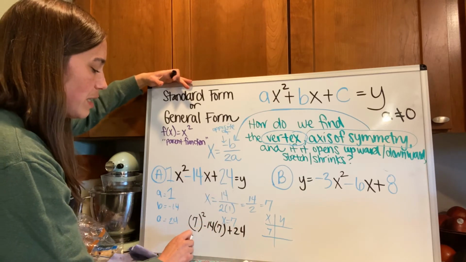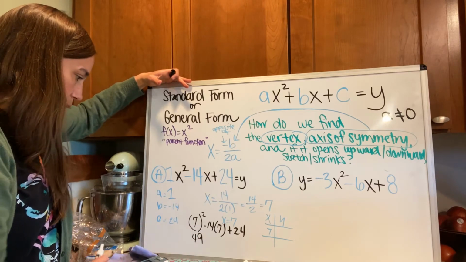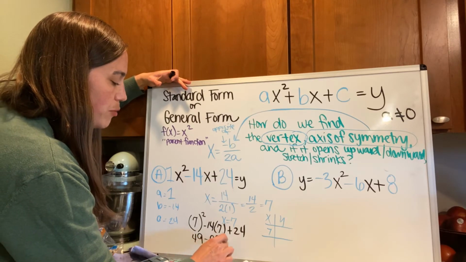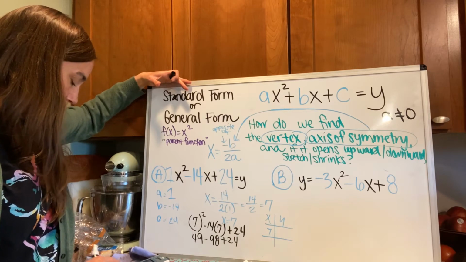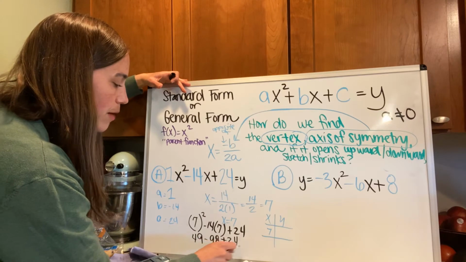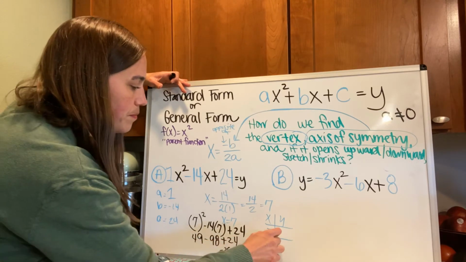Now if I do that, 7 times 7 is 49. If I did this one here, 14 times 7 is 98, which is a negative 98, and then a plus 24. And if I combine all of those together to solve to find out what my y value is, I would get my y value here of negative 25.